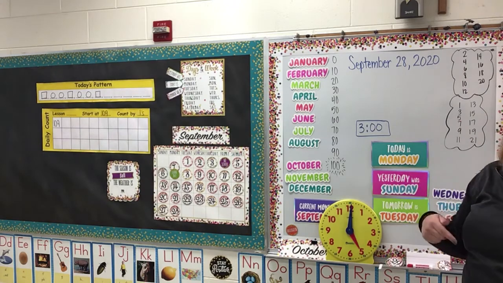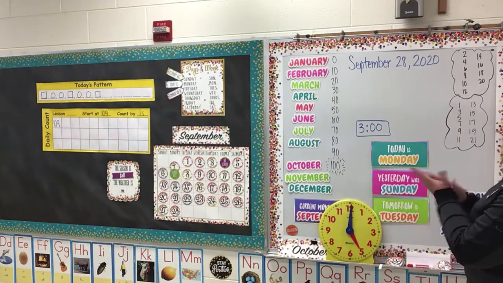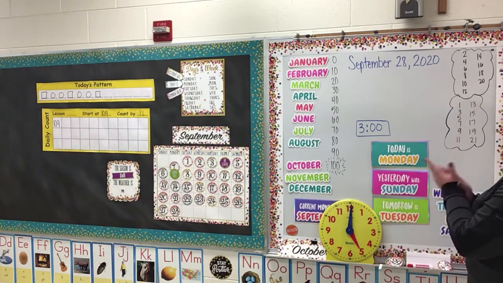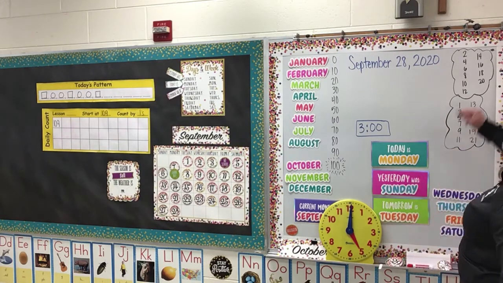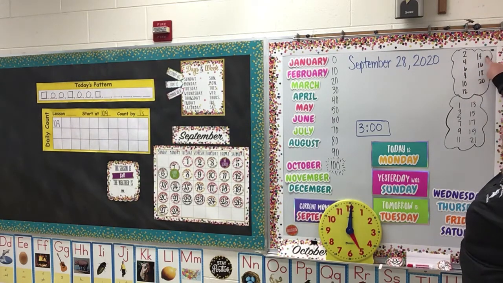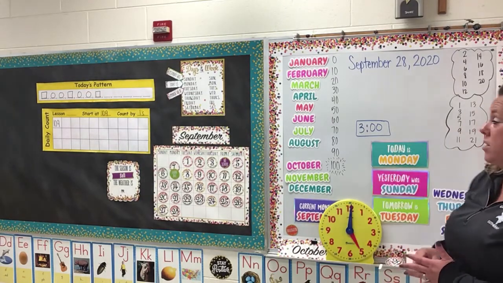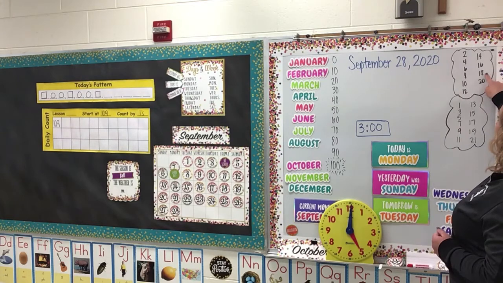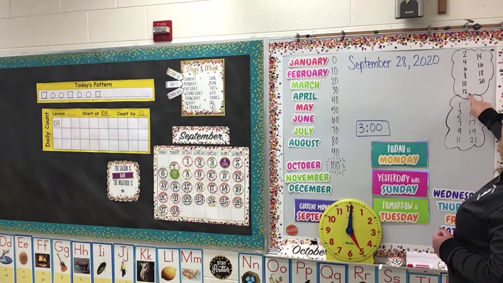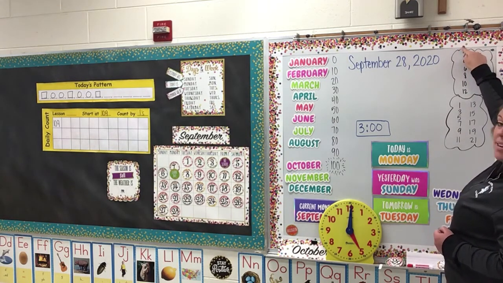We need to count by twos. Here we go. 2, 4, 6, 8, 10, 12, 14, 16, 18, 20. You can keep clapping. I'm going to point to them this time. 2, 4, 6, 8, 10, 12, 14, 16, 18, 20. And let's go backwards, starting at 20. Counting by twos are even numbers, all the way back to 0. 20, 18, 16, 14, 12, 10, 8, 6, 4, 2, and 0.